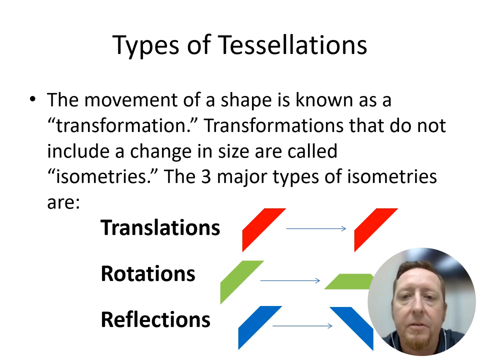So there are 3 different ways that we can make a tessellation, depending on how we move our shape. We have a translation tessellation, which is just moving it to the side. The second one is rotating it on an axis, or reflection, which is kind of using a mirror point in the middle and then flipping it over.